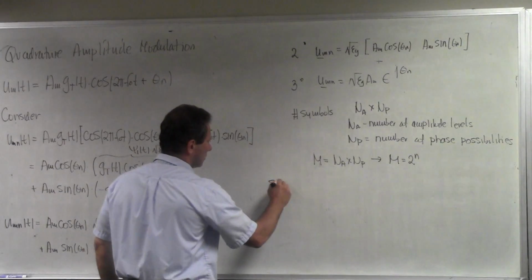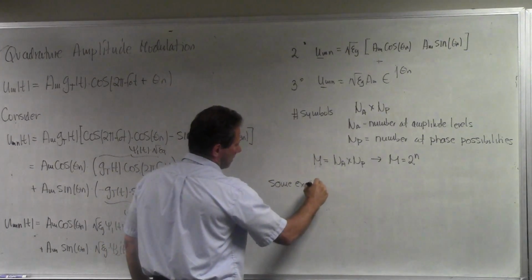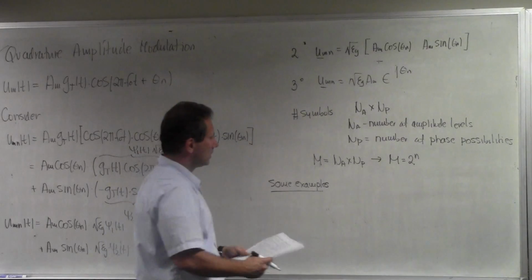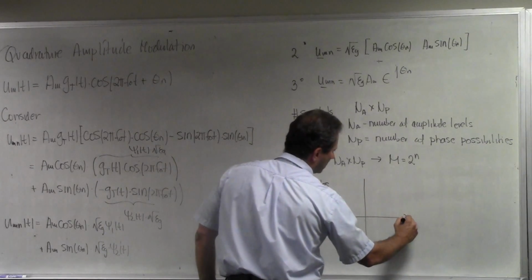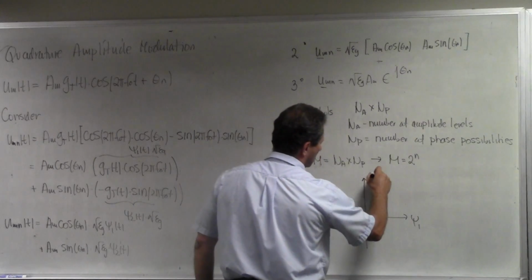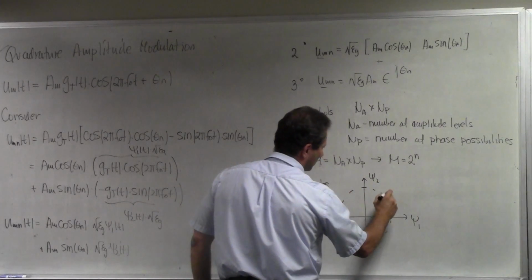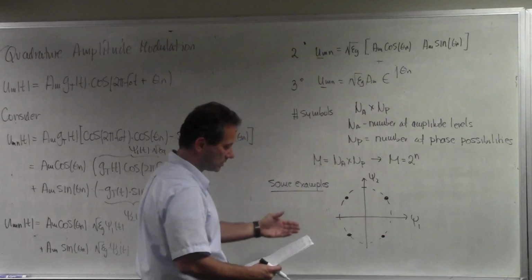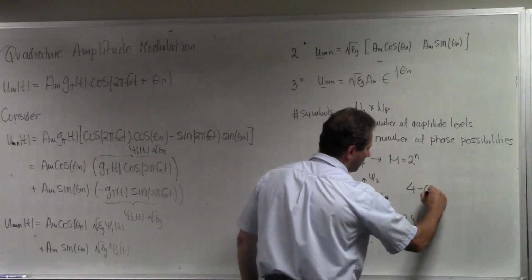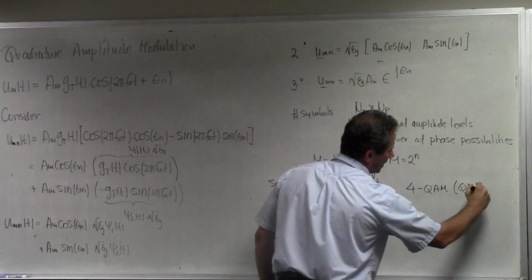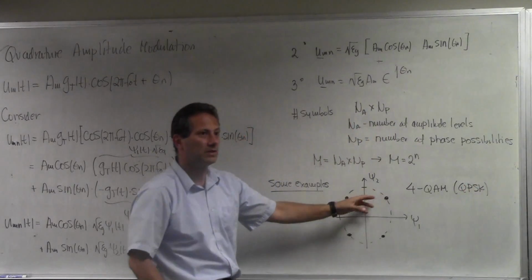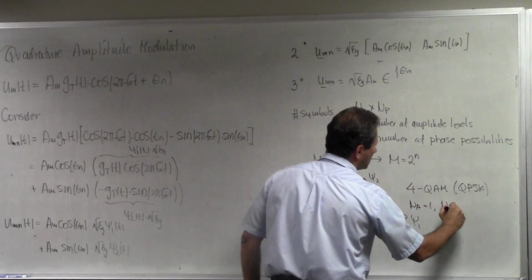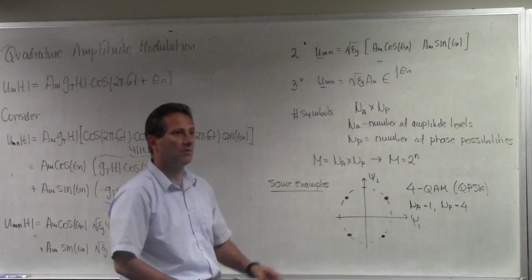So what are some examples? I'm just not going to write coordinates anymore. Just draw the points. Let's say I pick one amplitude level and 4 phase levels. So I may end up with something that looks like this. This is 4-QAM or QPSK. So you can see that phase shift keying is a special case here. I'm picking N amplitude equal to 1, and N phase equal to 4. So I have 4 different phases and 1 amplitude.